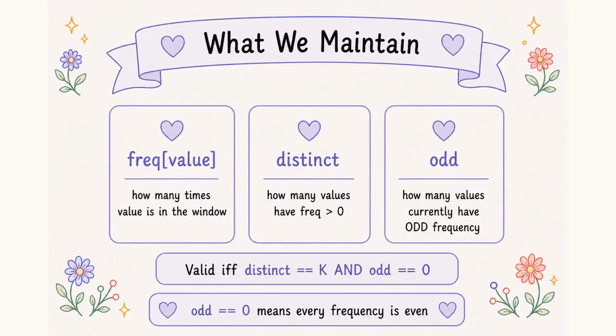What do we maintain in the window? First, frequency of each value. Second, distinct: how many values have frequency greater than 0? Third, odd: how many values currently have an odd frequency? The range is valid if and only if distinct equals k and odd equals 0. Odd equals 0 means every frequency is even.